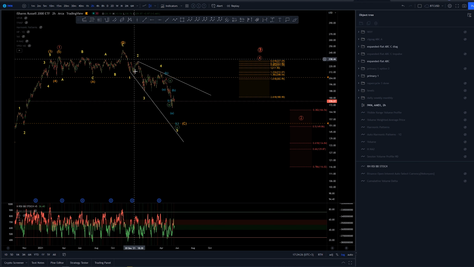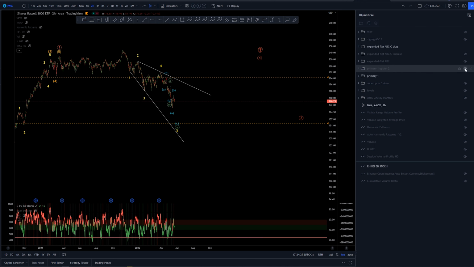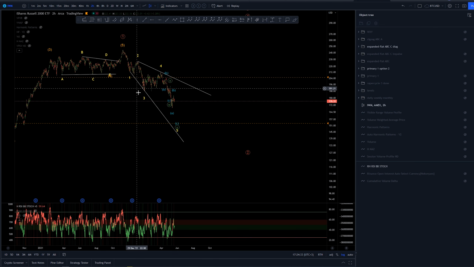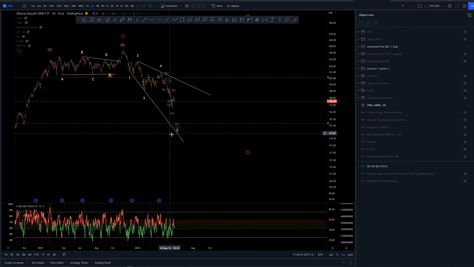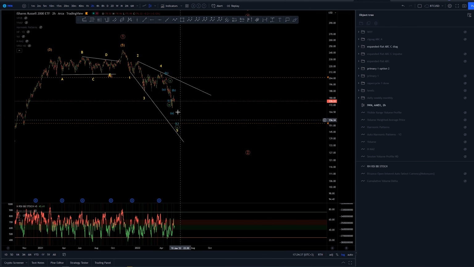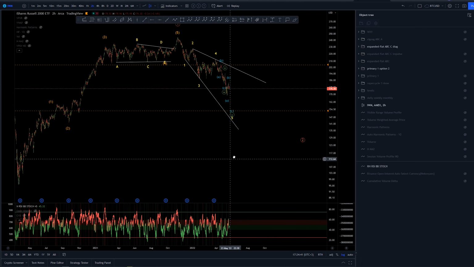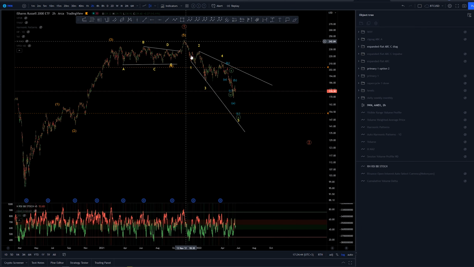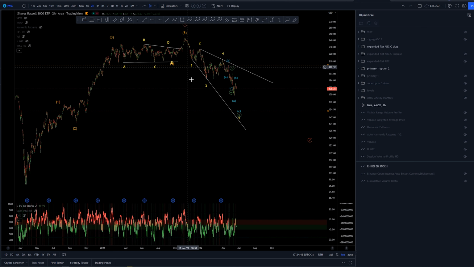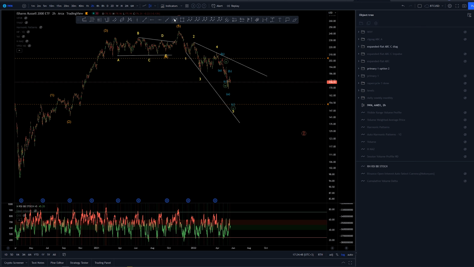Now this diagonal also fits the other option where we have this wave 1 up here. At this point we would have this as a leading diagonal, leading expanding diagonal, just being the start of the corrective pattern. Now again, if this is the case, we have the 5 waves here, meaning that this is the start of a 5-wave structure.